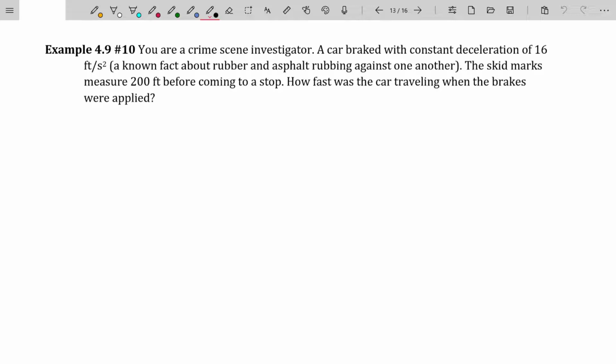Then you're a crime scene investigator. You show up and you say, what kind of tires are those? And they tell you, and you look it up in a book and then you say, great, deceleration constant is negative 16 feet per second squared.